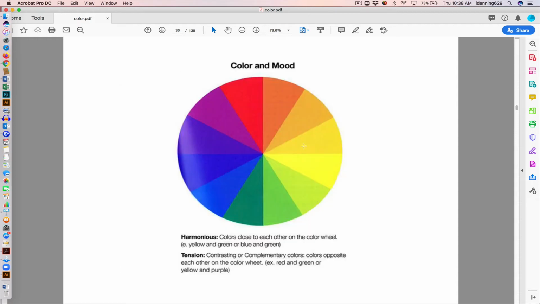And so color and mood: sometimes you want harmony and sometimes you want tension. So you have to think about that. Colors close to each other on the color wheel create harmony, and colors opposite each other on the color wheel create tension.